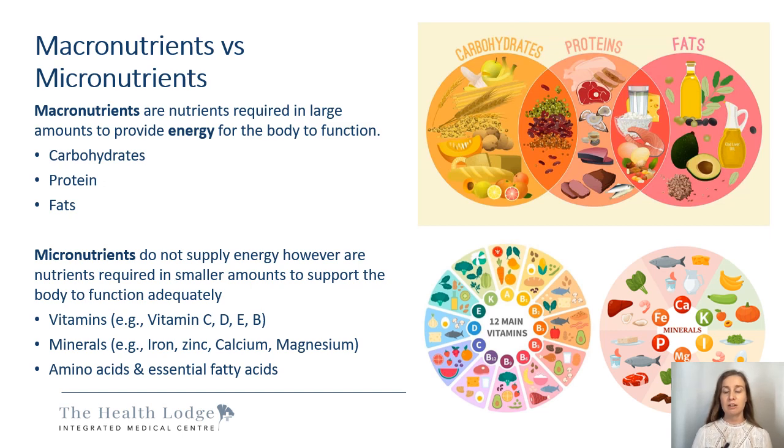Now within those three groups of macronutrients, the certain foods that you eat will contain micronutrients. They do not supply energy, however, they are required in small amounts to support the body to function adequately, being things like our vitamins and our minerals. A classic example is your calcium for your bones and your iron for your red blood cells. They don't actually provide energy, but they help with optimal functioning of the body.